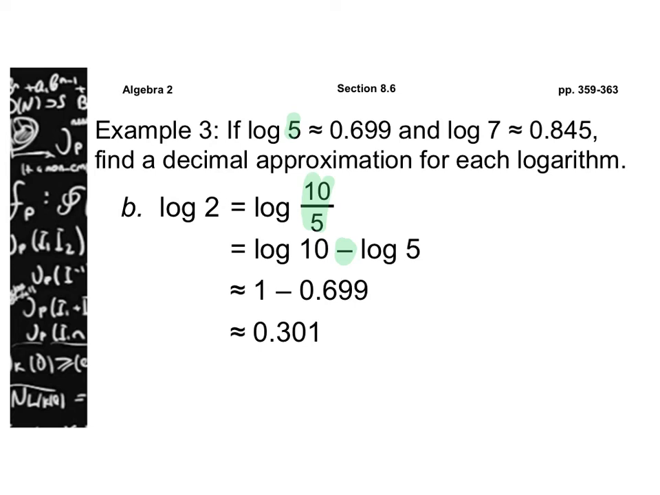Well, I know that log 10 is 1, right? This is log base 10 of 10. So 10 to the what is equal to 10? Well, 10 is 10 to the 1, so 10 to the x equals 10 to the 1 means x is 1. So this is 1. All right, so we take all of log 10 and that becomes 1. We know log 5, so we plug that in. 1 minus 0.699 gives us a fabulous answer of 0.301.